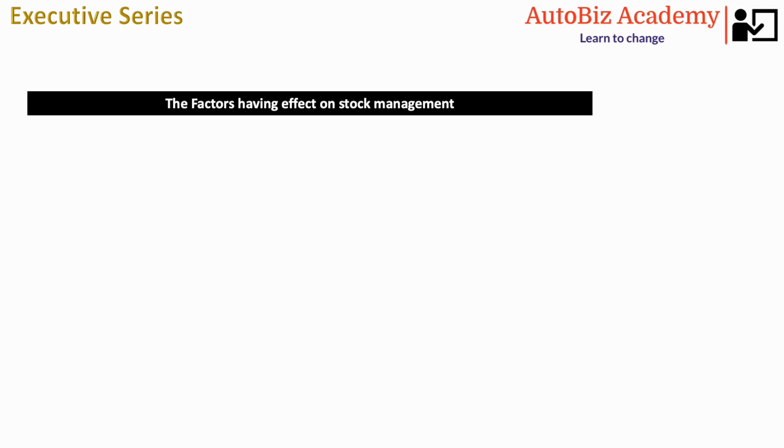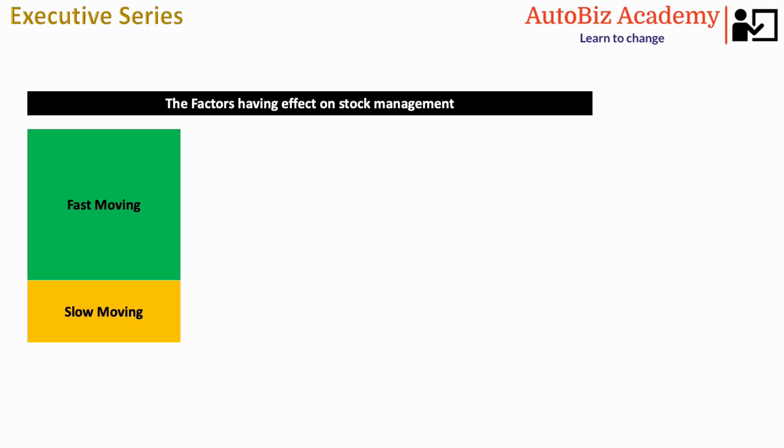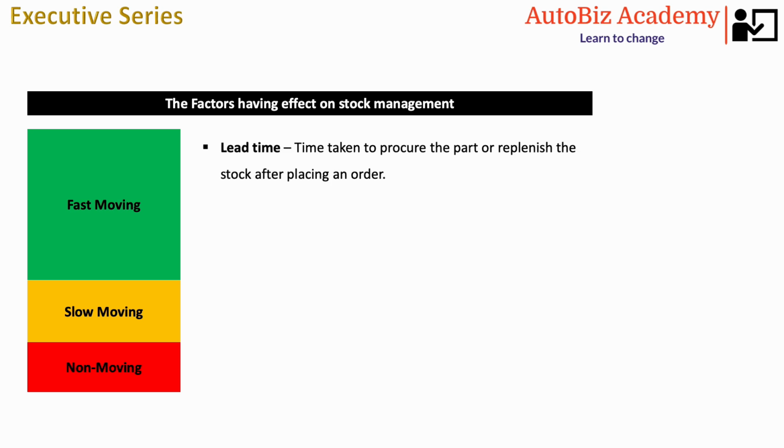Here, the major factor is inventory carrying cost. We have segregated the stock into three different categories: fast moving, slow moving, and non-moving stock. Now the factors having an effect on stock management, let us discuss. Lead time. Lead time is known as the time taken to procure the part or replenish the stock after placing an order.